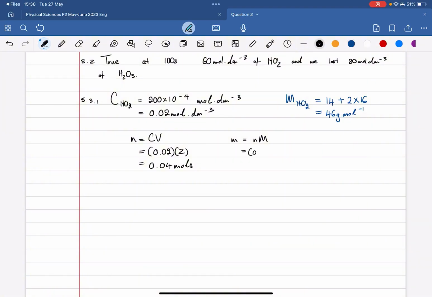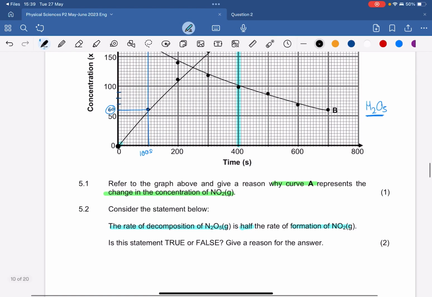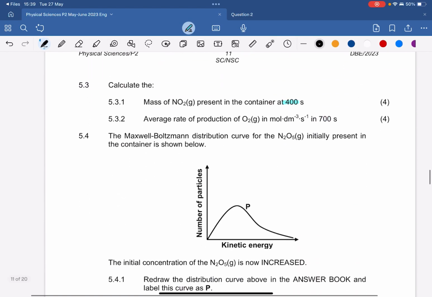Now we can substitute. I know the number of moles is 0.04 and the molar mass is 46. So 0.04 times 46 should give you a mass of 1.84 grams. That's the mass. I should write it in small letters. That's the mass of the NO2 gas that is present at 400 seconds.